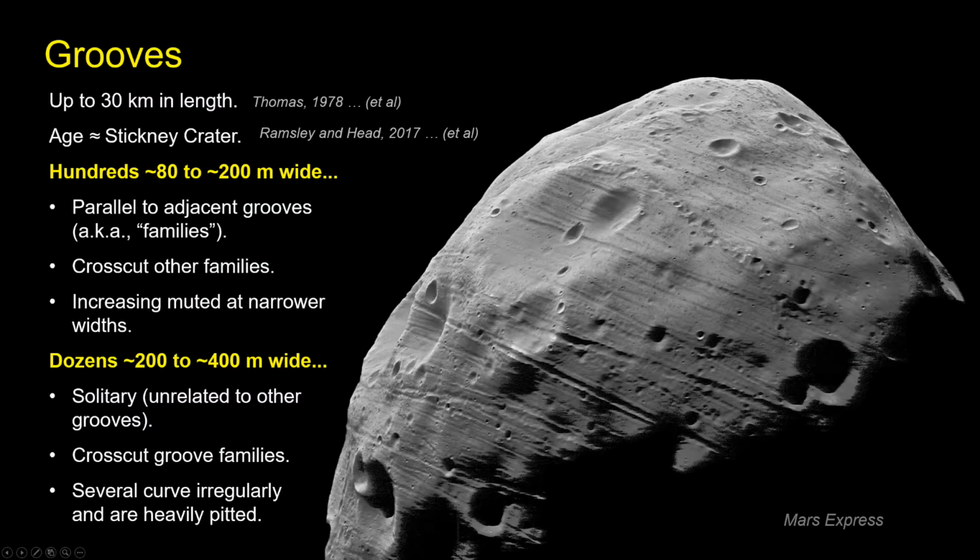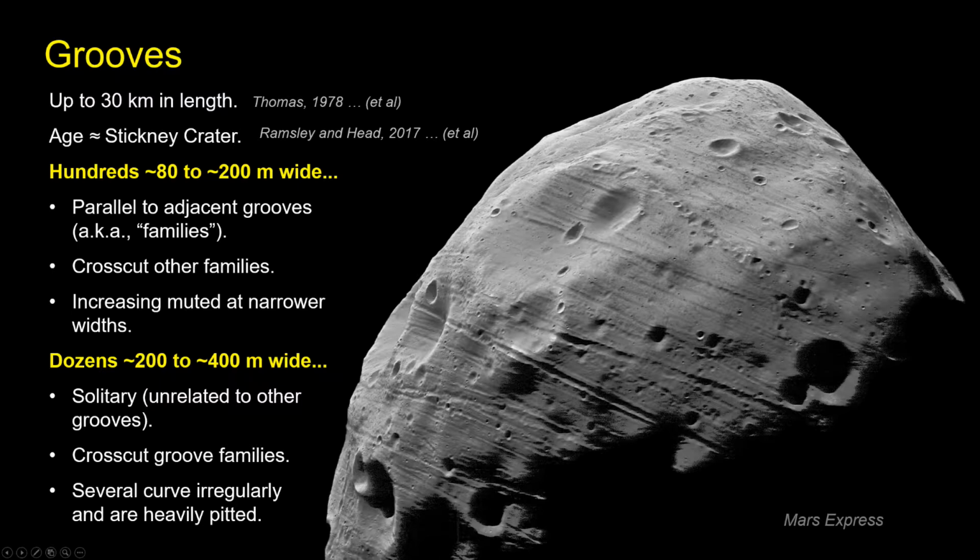The grooves come in a variety of forms. Most are in the neighborhood of 80 to 200 meters in width. We see them very often covering up to 30 kilometers in length around the surface of Phobos. Narrower grooves, the 80 to 200 meter width grooves, often come in parallel groupings, so we call them families. That's a term derived by Murray. And these families often cross-cut each other.